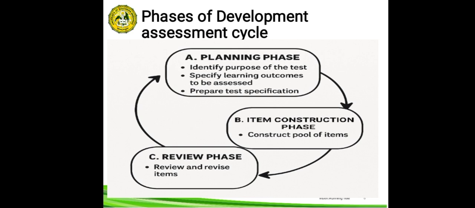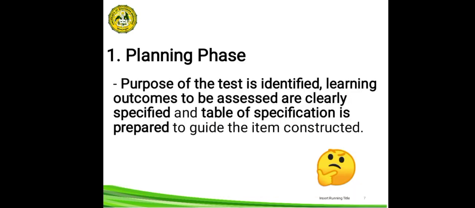So my explanation now focuses on the planning phase, which contains three bullets or three steps, which are identify the purpose of the test, specifying learning outcomes to be assessed, and the last one is prepare test specification. So now let us define first what is planning phase. In planning phase, we have to know the purpose of the test is identified and learning outcomes to be assessed are clearly specified, and also the table of specification is prepared to guide the items that we're going to construct or the assessment that we're going to do.